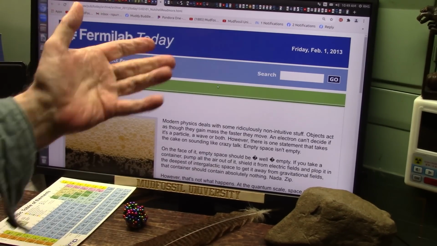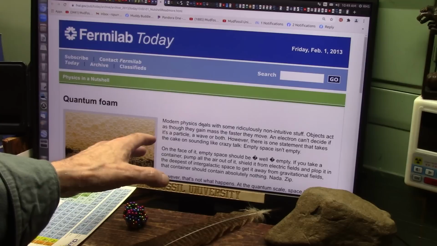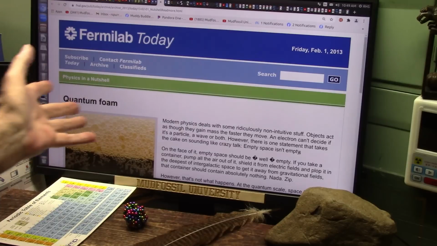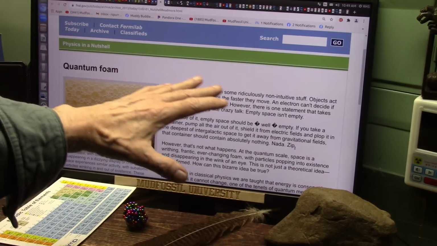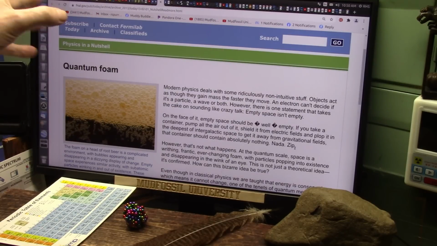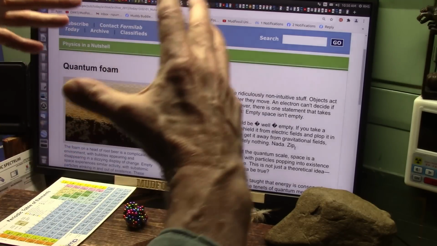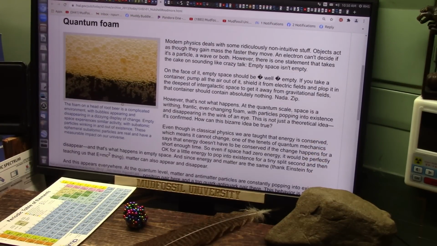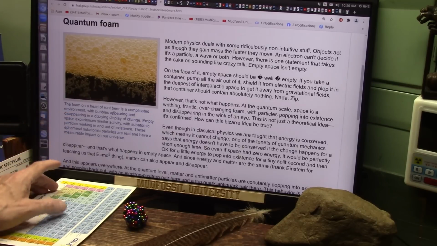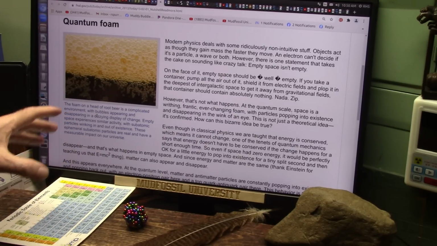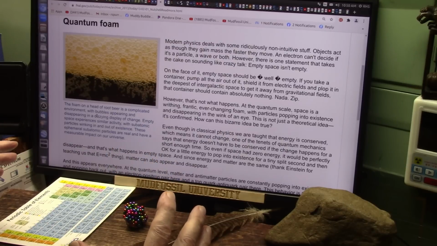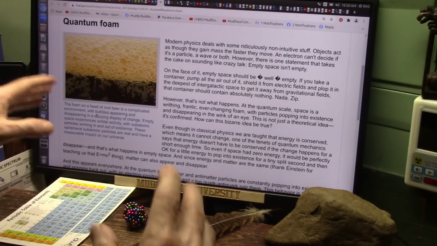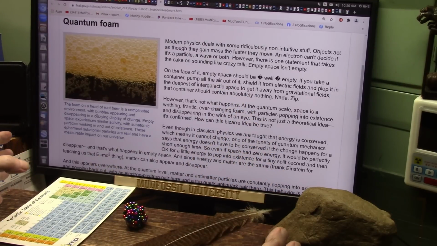Now, here's the Fermilab again. Modern physics deals with some ridiculously non-intuitive stuff. Empty space isn't empty. It's not empty. light is everywhere. If you look out into the space, and it's just everywhere. And I can show you that light isn't empty because of all of the fields that are out there, as well as particles. There's fields everywhere. Everything creates fields. Now he's saying that the foam on the head of a root beer is complicated environment. Bubbles appearing and disappearing, dizzying display of change. Empty space experiences similar activity. Empty space experiences similar activity.